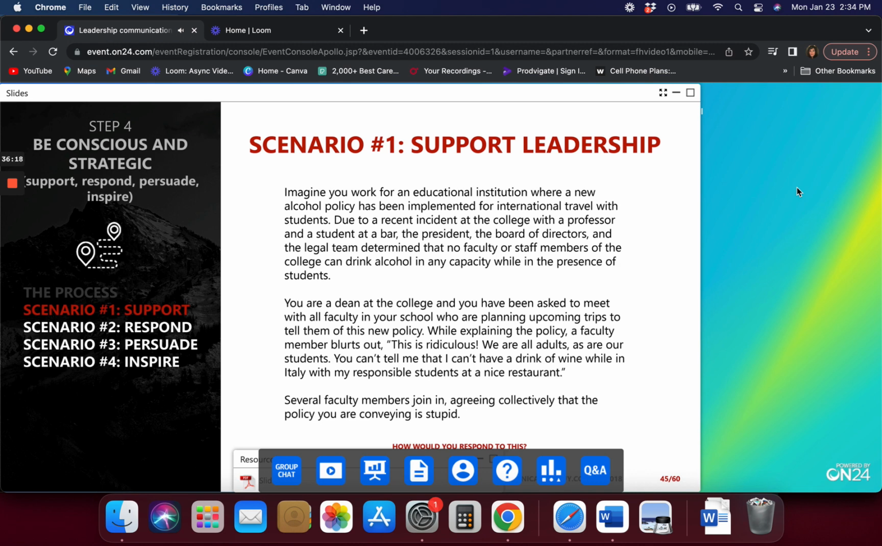While explaining the policy, a faculty member blurts out, "This is ridiculous. We are all adults, as are our students. You can't tell me that I can't have a drink of wine while in Italy with my responsible students at a nice restaurant." Several faculty members join in, agreeing collectively that the policy you are conveying is stupid.